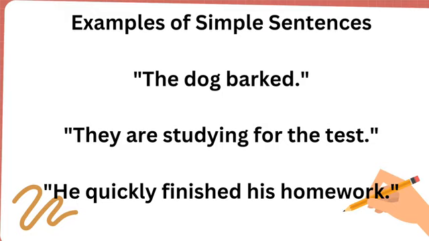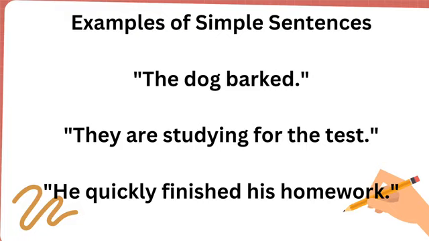1. The dog barked. The dog barked, that is subject and verb. The dog is the subject and barked is the verb. 2. They are studying for the test. They is the subject, and studying is the verb. For the test is the modifier. 3. He quickly finished his homework. He is the subject.